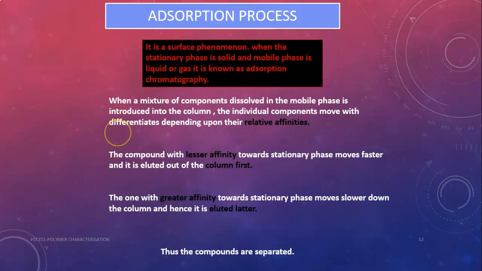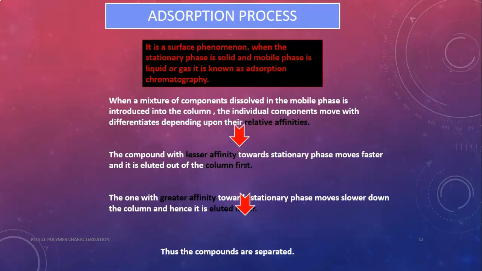So when a mixture of components dissolved in the mobile phase is introduced into the column, the individual components will move at different rates depending upon their relative affinities. The compound with lesser affinity toward the stationary phase will move faster and is eluted out of the column first. The one with greater affinity toward the stationary phase will move slower down the column, and hence it is eluted later. Thus the compounds are separated.